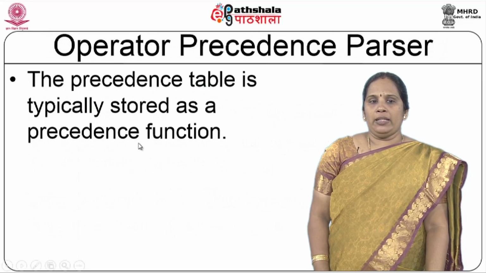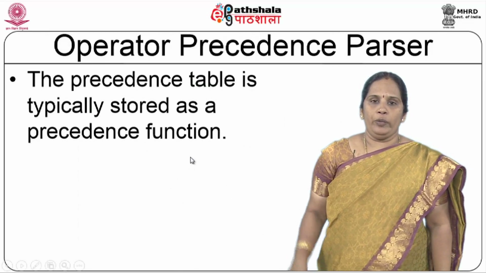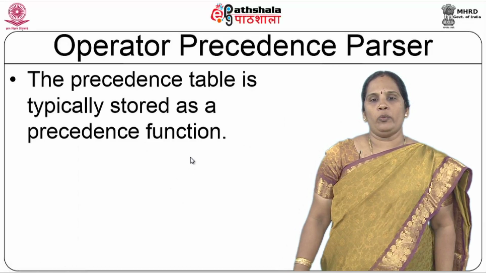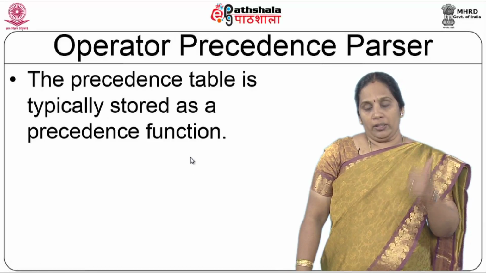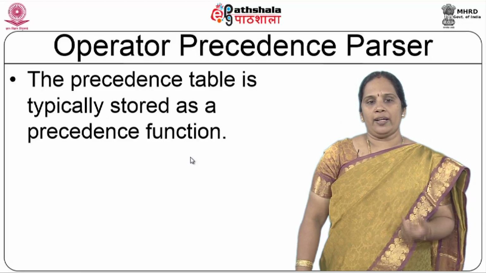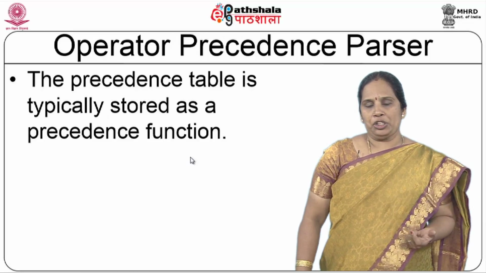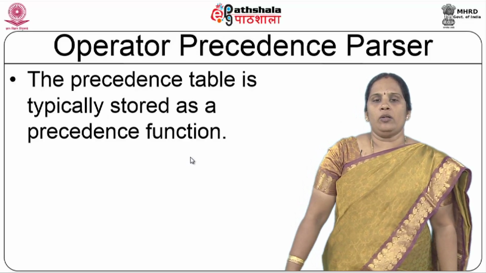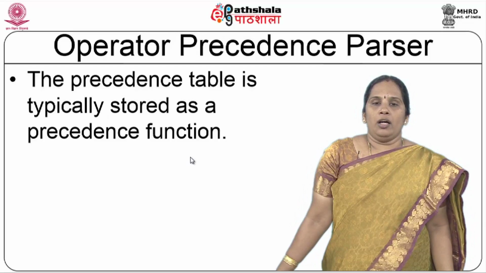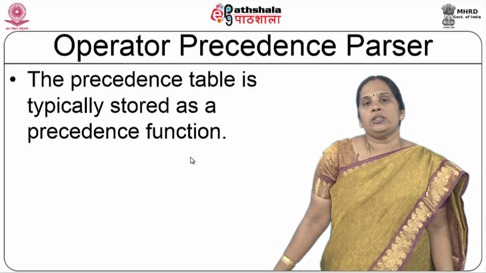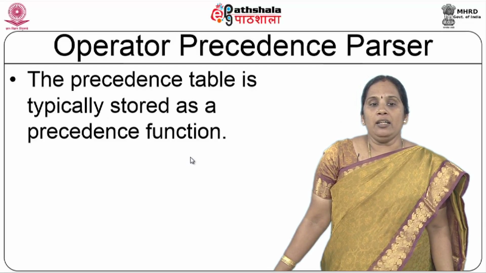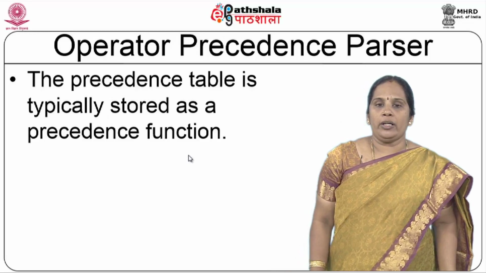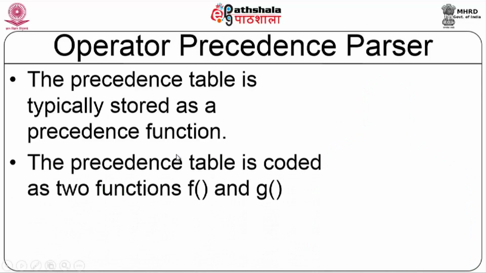So, the precedence table is typically stored as a precedence function. We have just seen that the precedence table is between terminals and terminals, and the table entry corresponds to the relationship which is less than, greater than or equal to. In addition to this, there is also one more convention where the operator precedence parser stores the precedence relationship as a precedence function. Now, how do I construct this precedence function? The precedence function is encoded as a table with two functions f and g.